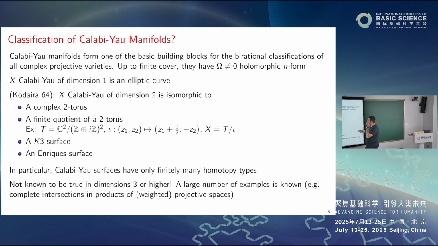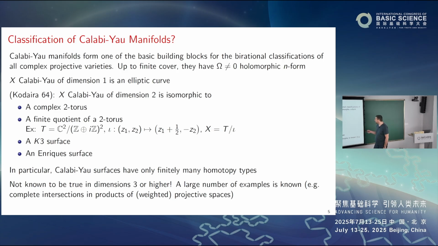And the Calabi-Yaus of dimension 1 are actually just tori. So the tori C mod lambda, also known as elliptic curves, where we fix the origin. And this is, I don't know, work of Abel and Jacobi. And Kodaira classified Calabi-Yaus of dimension 2, and he proved in the 1960s the list is given by 2-tori, again C2 mod lambda, and finite quotients of 2-tori.